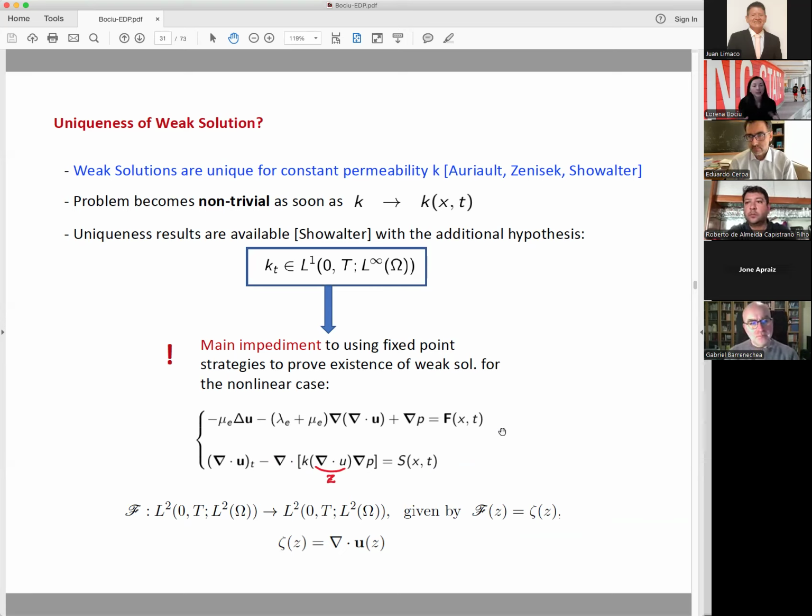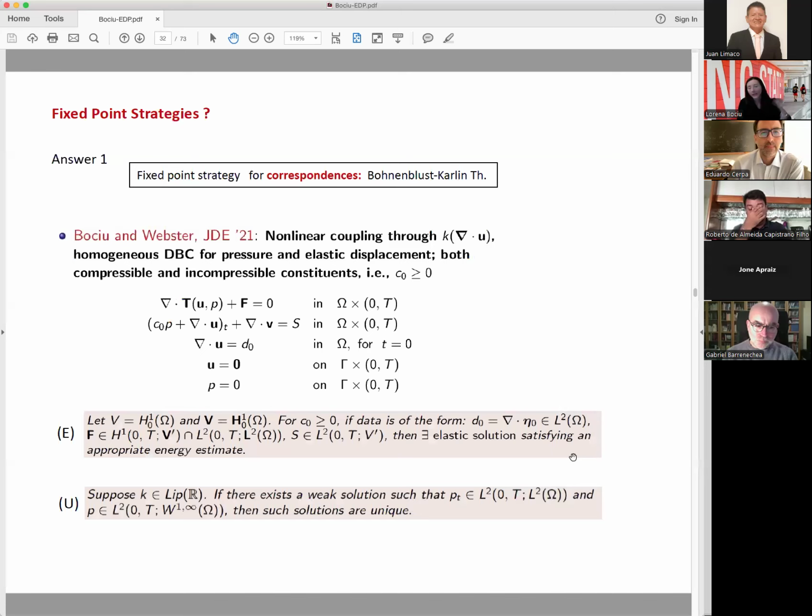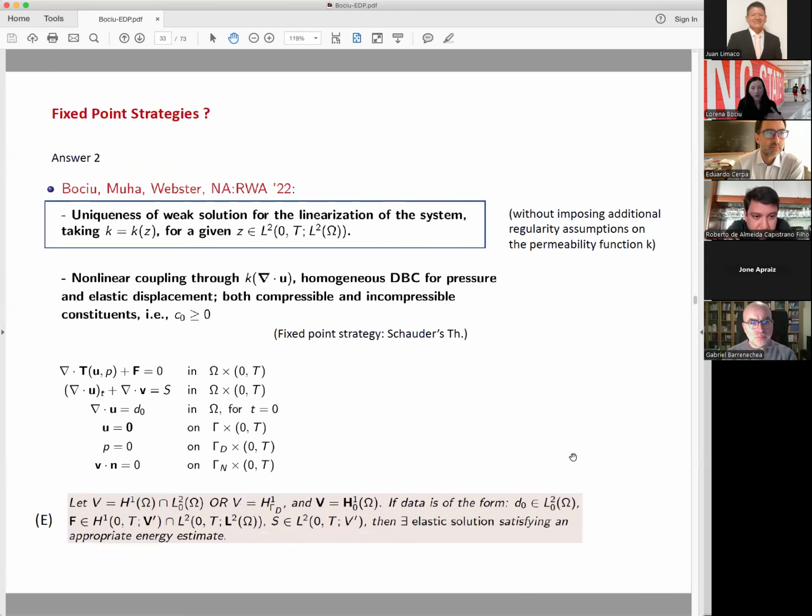This was exactly the main impediment why we couldn't do a fixed point, because the fixed point will be constructed exactly through the permeability. So if I need to put an assumption on K, implicitly I have to put an assumption on my solution, which you cannot do. Okay? So that was the main issue there. We kept thinking about this, but I'm going to skip. We do have some results.